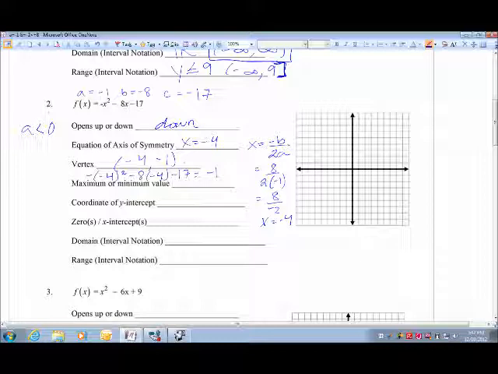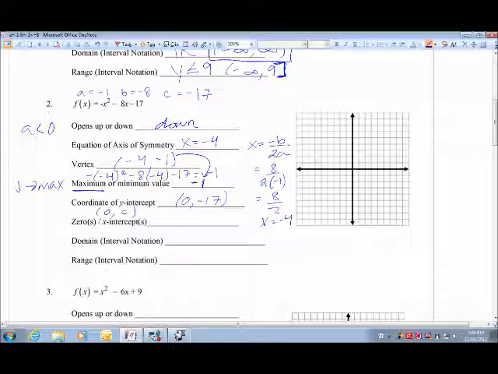And remember, if the graph opens down, it's going to have a maximum value. If it opens down, it's got a max value. And that value is always going to be the y value of the vertex. And it's at -1. The maximum value of this graph is -1. My y-intercept is always 0, c. The coordinate is 0. My x value is 0, and my y value is -17.